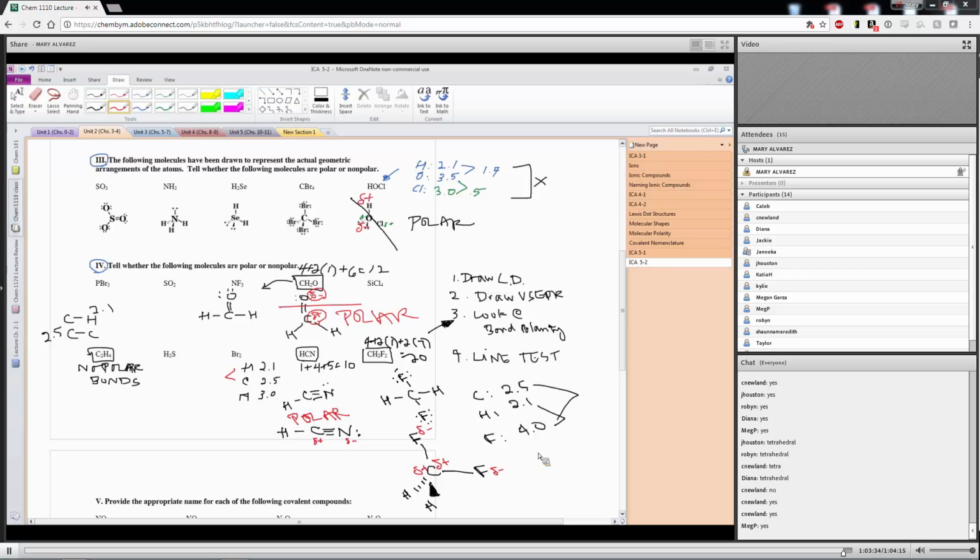Okay, next, we've looked at all 4 bonds. Step 4 is my line test. Is there a place I can draw this line? Yes. This is a polar molecule because I've got the positives on the left and the negatives on the right.